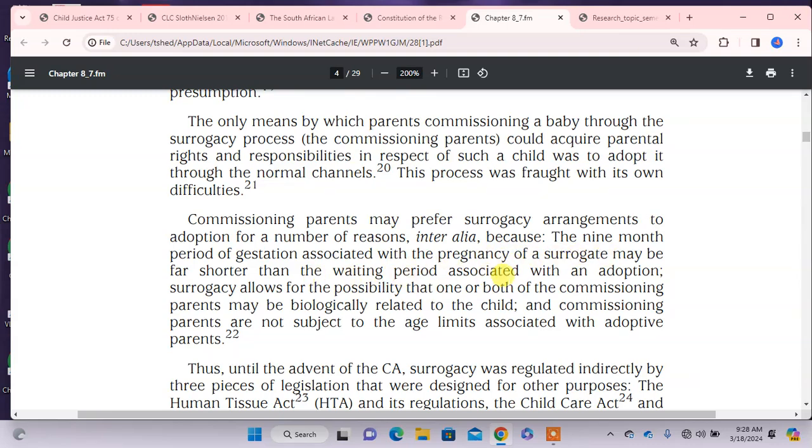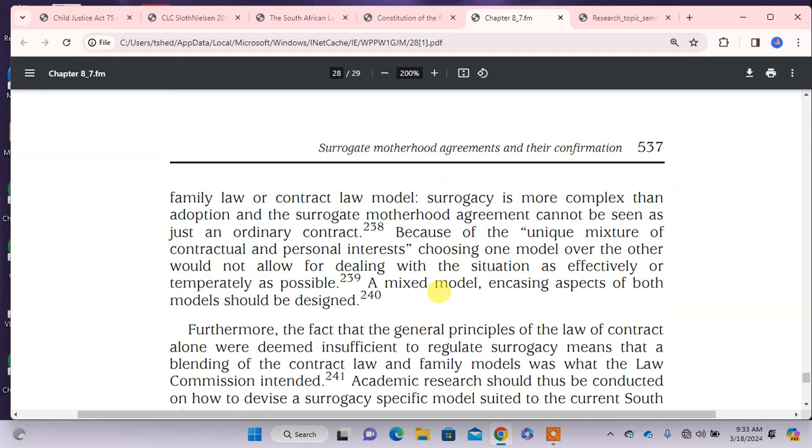Surrogacy allows for the possibility that one or both of the commissioning parents may be biologically related to the child, and commissioning parents are not subject to the age limits associated with adoptive parents. Another thing is that surrogacy is more complex than adoption, and the surrogate motherhood agreement cannot be seen as just an ordinary contract. Because of the unique mixture of contractual and personal interest, choosing one model over the other will not allow for dealing with the situation as effectively as possible. A mixed model, embracing aspects of both models, should be designed.